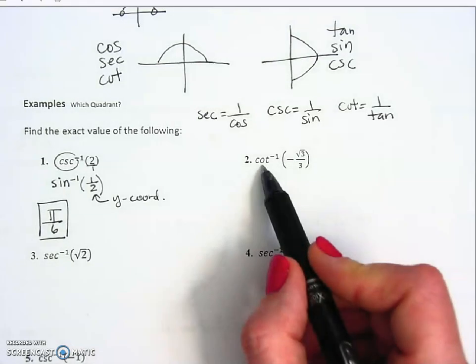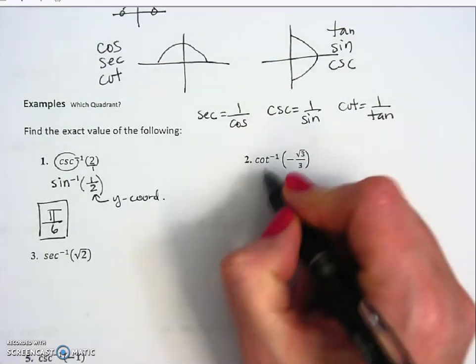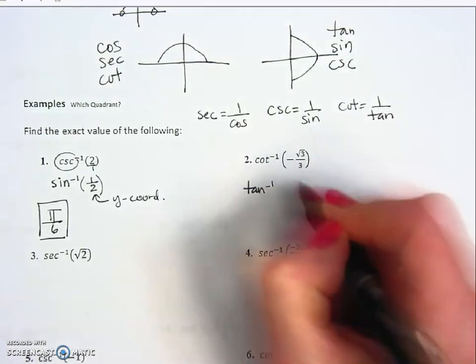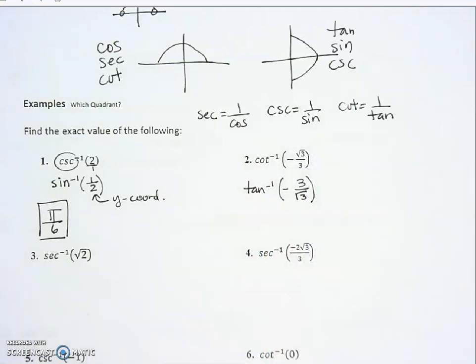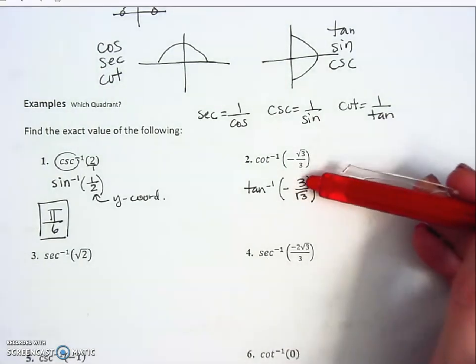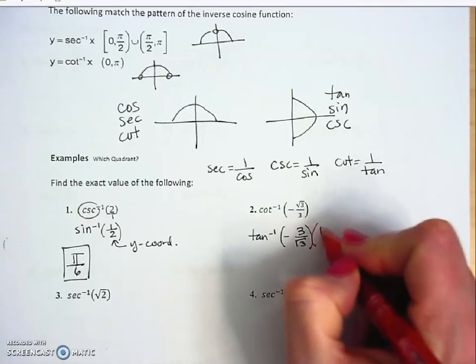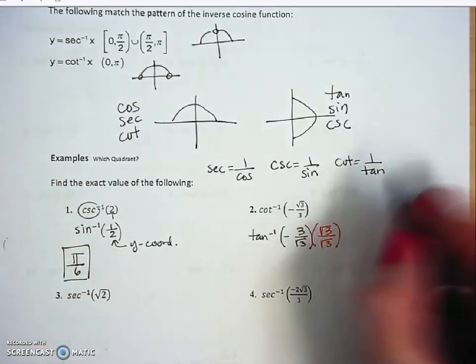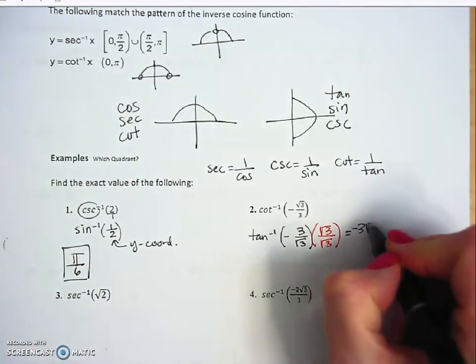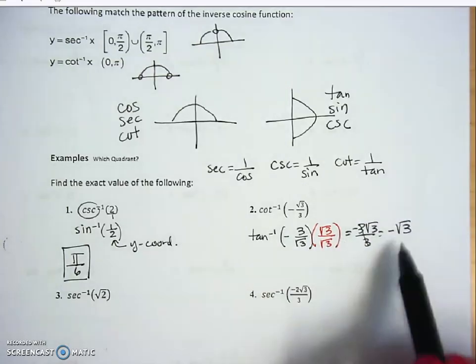In number 2, we have inverse cotangent of this value. So we're going to take the reciprocal of both things. So this becomes inverse tangent, and this becomes -3 over rad 3. Now, nowhere on our unit circle do we have values written as 3 over rad 3. So we're going to rationalize this denominator. All right, so now I've got negative rad 3.